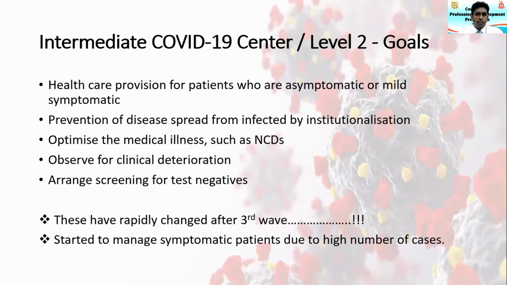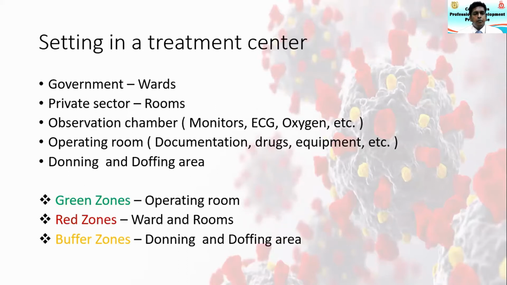So intermediate care centers, or level 2 centers, have specific goals. First, healthcare provision for symptomatic or mildly symptomatic patients, prevention of disease spread, optimizing medical illnesses such as NCDs, observing for the clinical duration, and arranging screening for test negatives. These things have rapidly changed, and we had to start treating symptomatic patients even at the ICC during the third wave. So this is the setting of the treatment center.